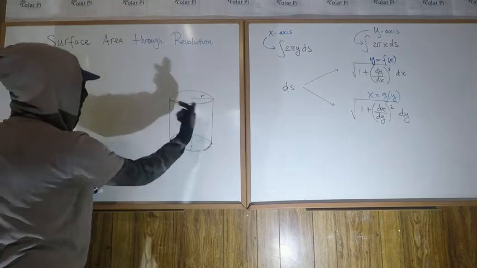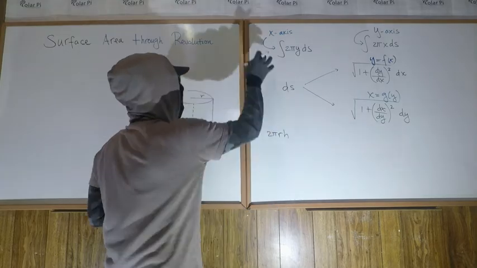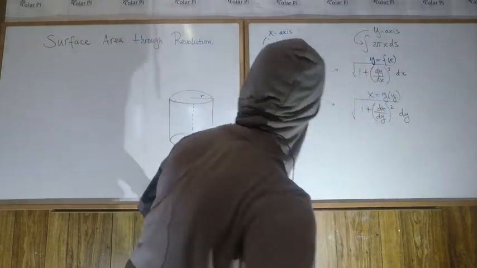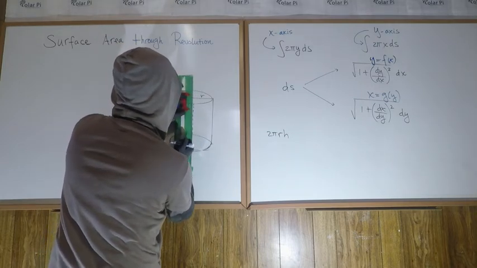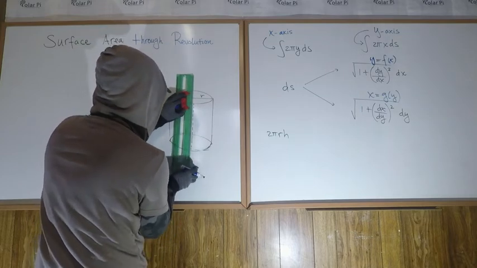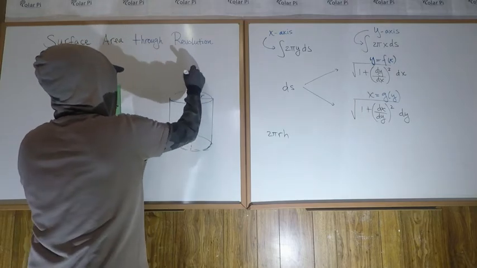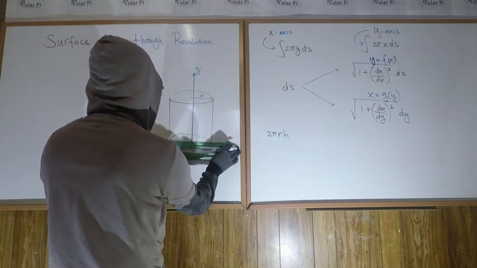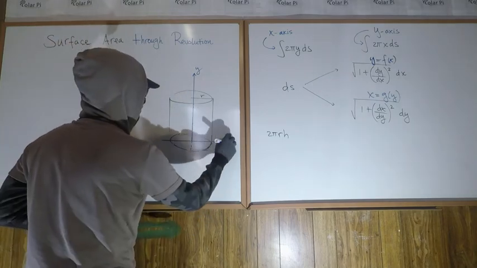So I just said that the lateral area of a cylinder is 2 pi r h. If we did it using these formulas, all I'd have to do is anchor this cylinder in the xy plane. So this is a line through the cylinder. Okay, so it would be like this. So this is the y-axis, and let's say that the x-axis is right here.